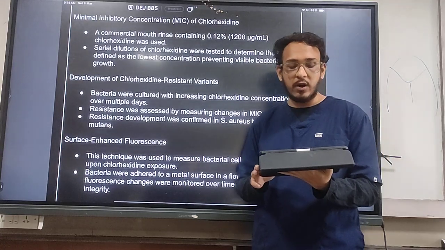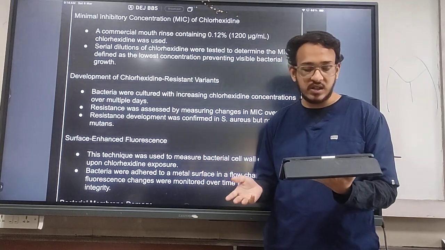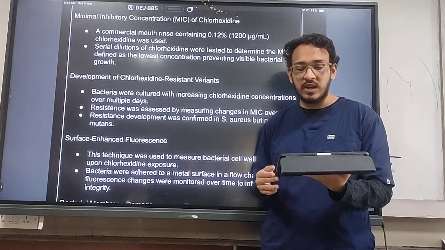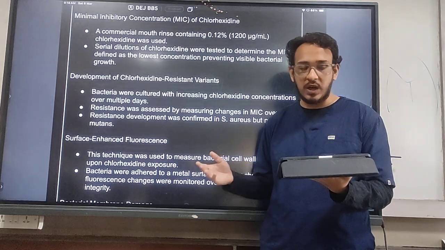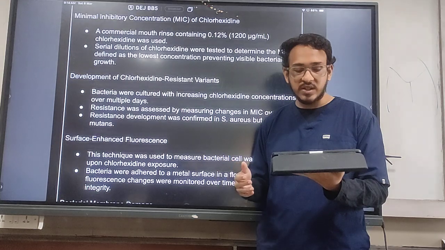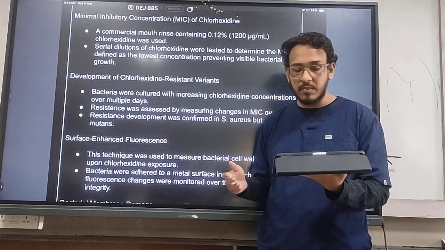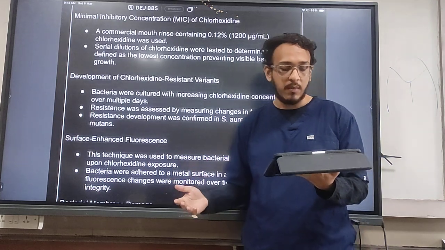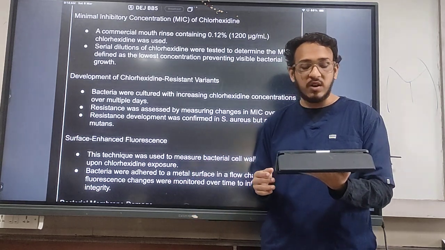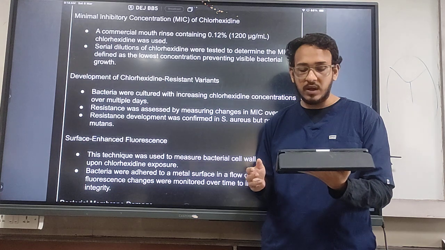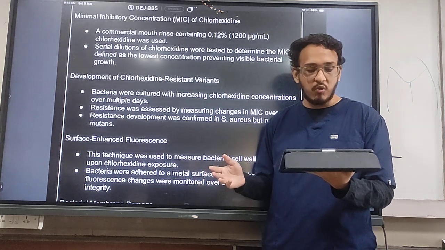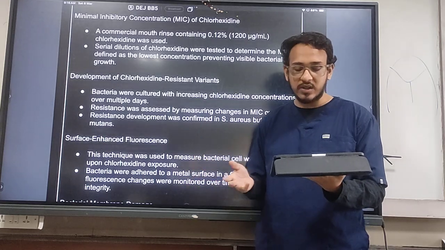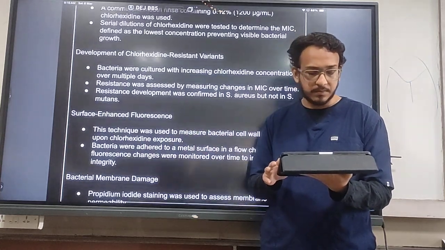So the development of chlorhexidine resistant genes or variants. So the bacteria was cultured with increasing chlorhexidine concentrations over multiple days. So the resistance was assessed by measuring changes in the minimum inhibitory concentration over a period of time, and the resistance development was confirmed in Staphylococcus aureus, and it was absent in the Streptococcus mutans.